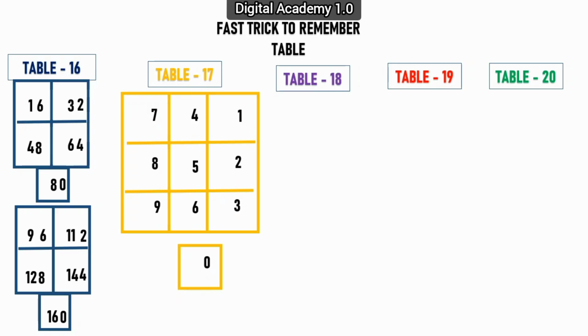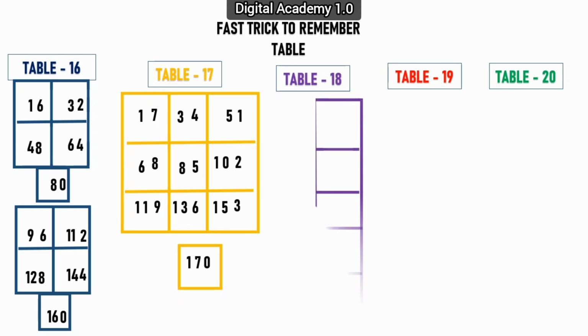Like in this order. 1, 3, 5 in the first row. 6, 8, 10 in the second row. 11, 13, 15 in the third row and 17 in the last box to finish the table. Hence it becomes the table of 17.